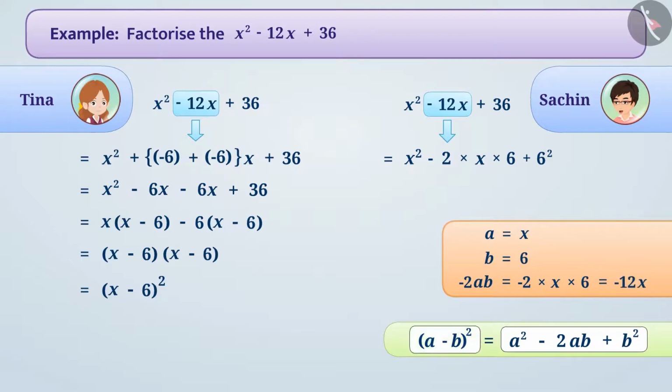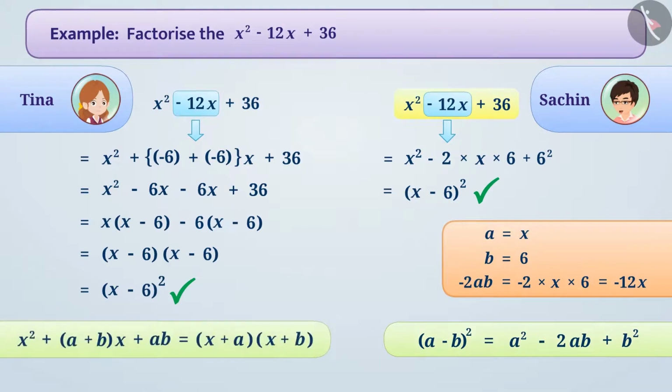Therefore, we can write the factorization of this expression as x minus 6 bracket square, similar to the left side of the identity. Thus, both have obtained the correct answer. In this way, we have seen that the factorization of a given expression can be done by using a standard identity as well as by dividing the middle term.